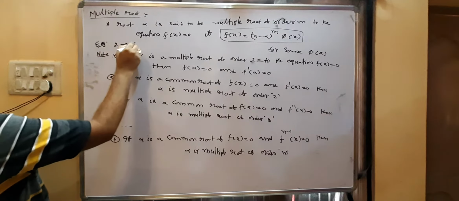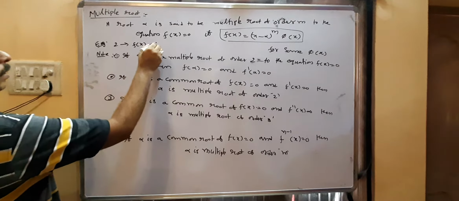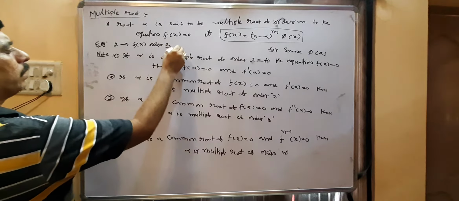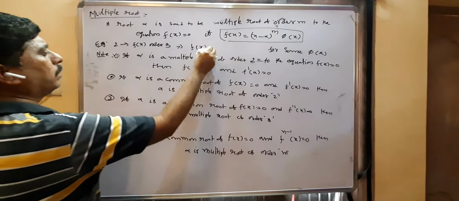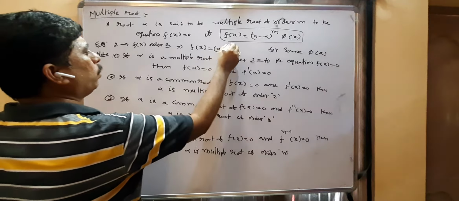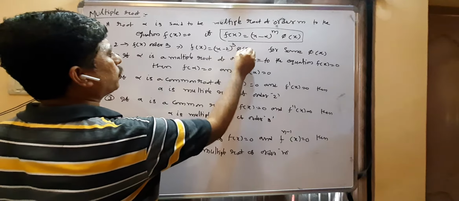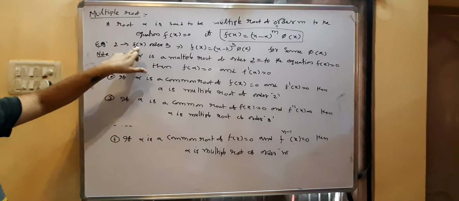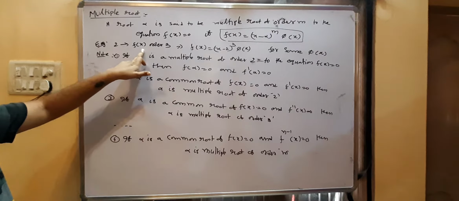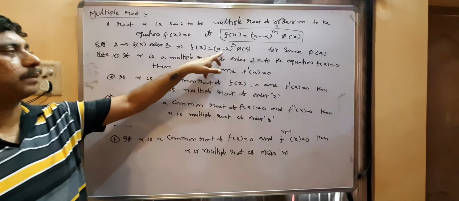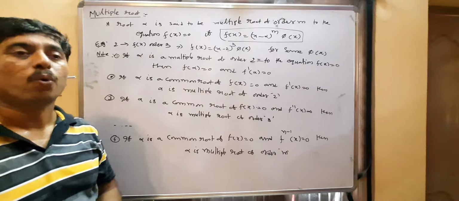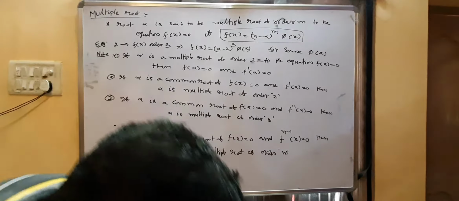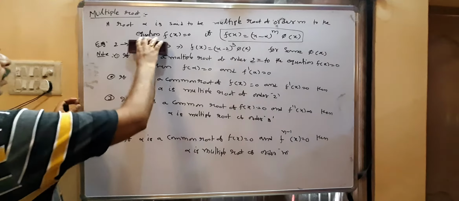For example, 2 is a multiple root of f of x of order 3. Then f of x can be written as x minus 2 whole cube into phi of x, where phi of x is some polynomial.